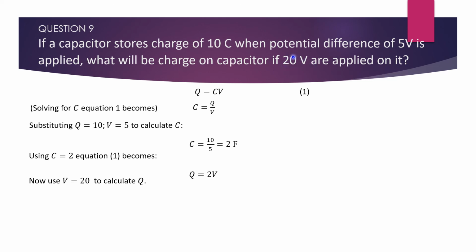Since it is given to calculate the charge on the capacitor if 20 volts are applied on it, with C now calculated as 2, Q is equal to 2V. Substitute V is equal to 20. So Q is equal to 2 into 20. That means Q is equal to 40 coulombs. So the answer is 40 coulombs.